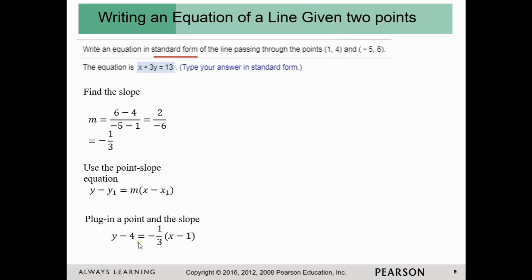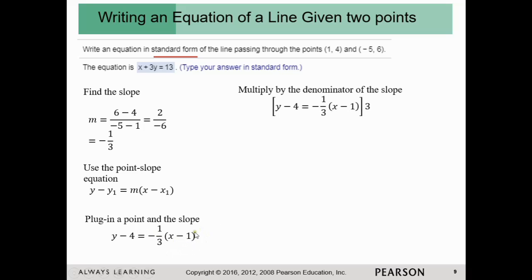That way you don't have to worry about changing the sign once you plug it into the point slope equation. So we got y minus 4. We took the 4, we plugged it in there. We took the slope, which is -1/3. We plugged it in there for m, and we got x minus x1. x1 is the 1 here. So there we are. We've got it plugged in.